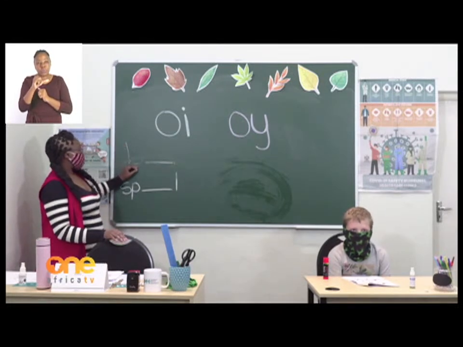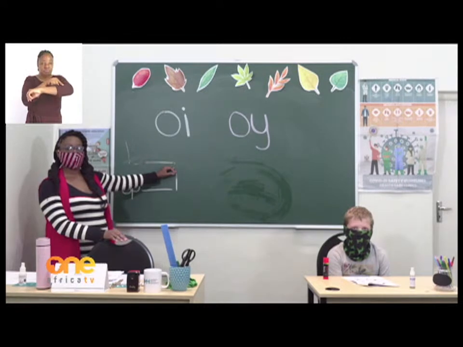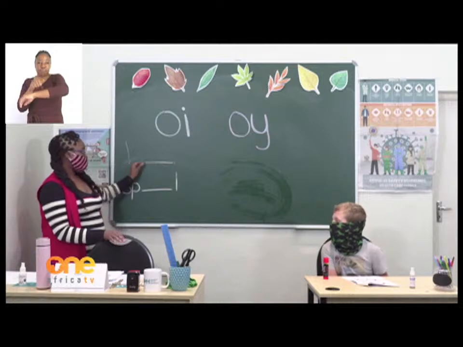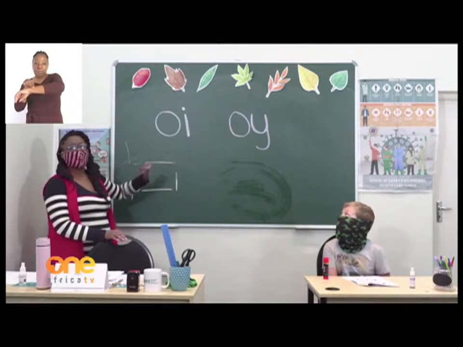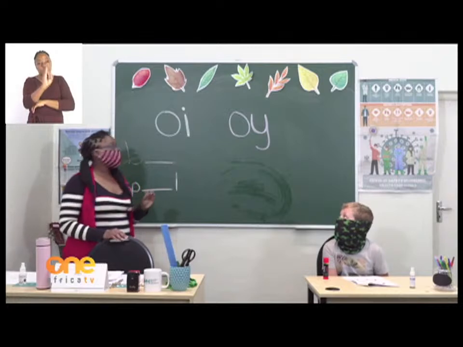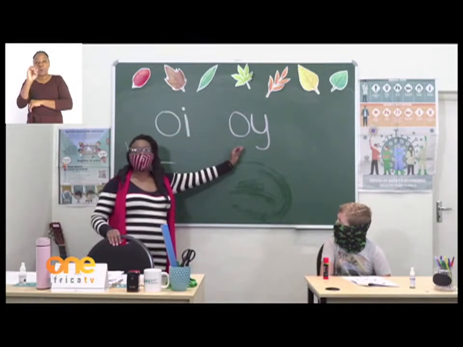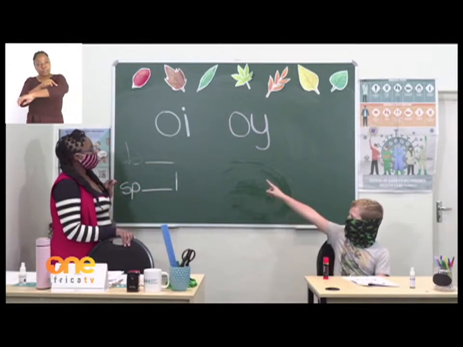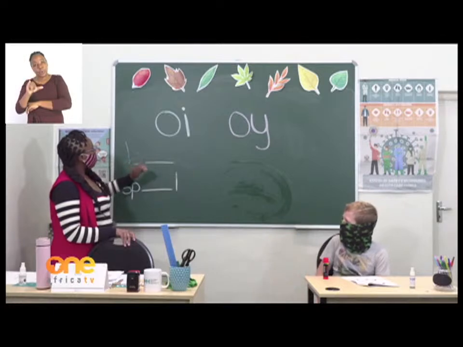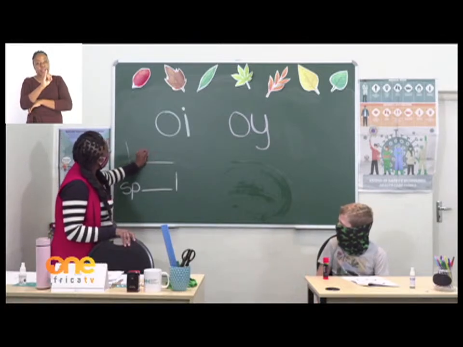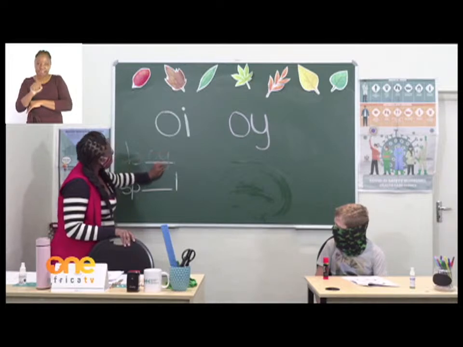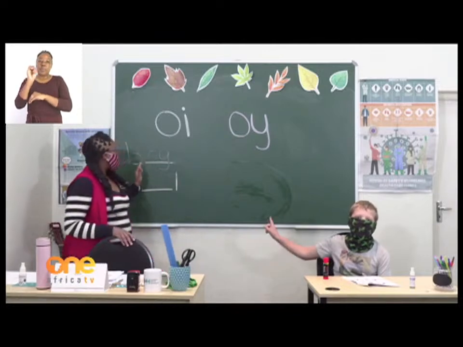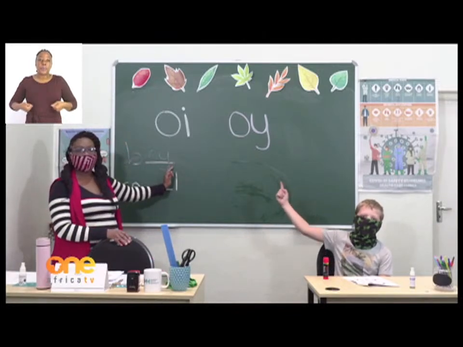Here we have b and then a dash. So if we were to add the oi, it would say b, oi. But which oi are we going to use? Is it O-I or O-Y? Which one do you think we should use? Point to it. For the word boy, O-Y. If you got this correct at home as well, well done. So the word boy is spelled with O-Y.